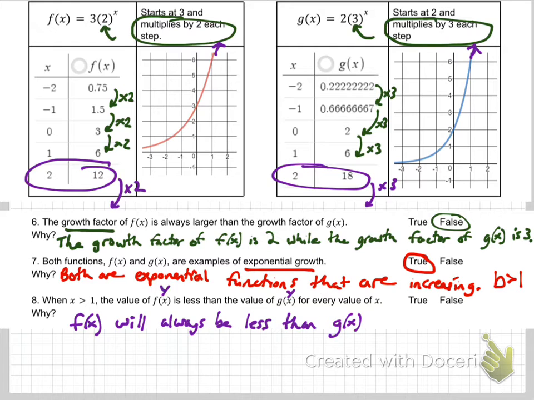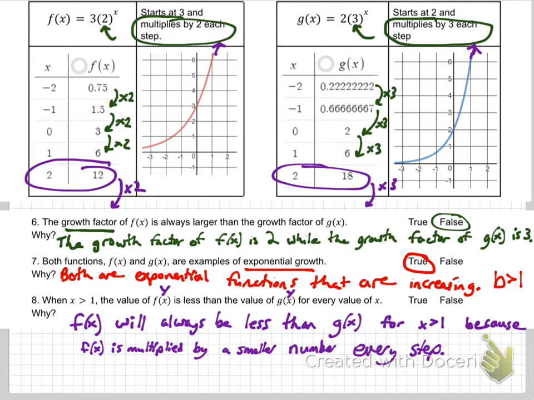So f of x will always be less than g of x. That is the y values, and that's what we mean when we say f of x and g of x. So this statement is multiply by a smaller number every step. This statement is true.